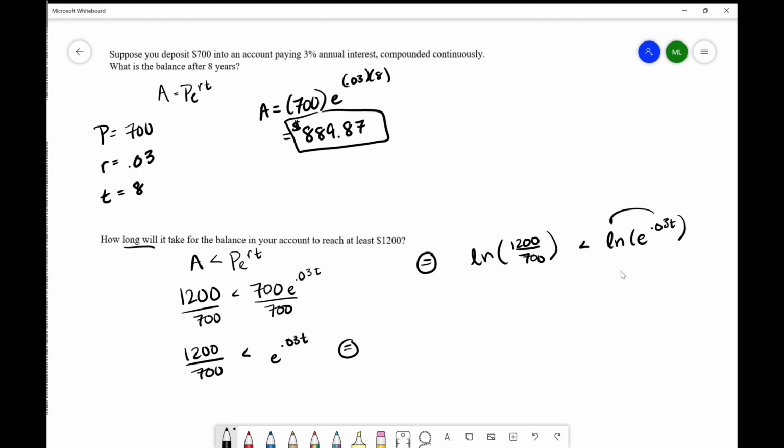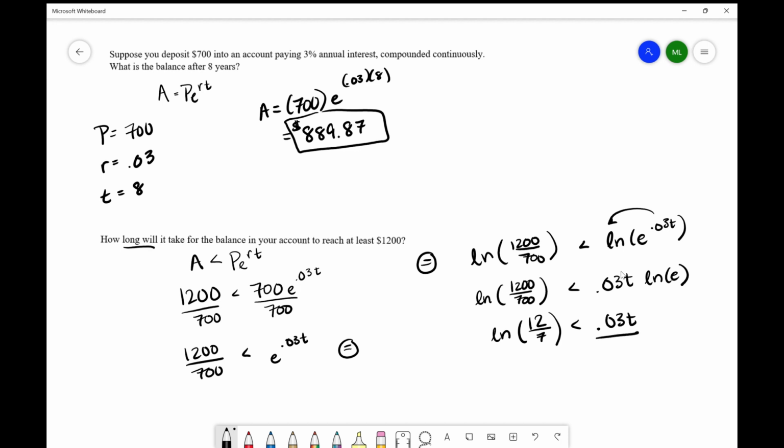Bring the power out by the power rule. So you have the natural log of 1,200 over 700, and this is less than 0.03t ln of e. We can actually simplify what's inside because our zeros will go away. So we have ln of 12 over 7, and this is less than ln of e, natural log of e is 1, so it's 0.03t.